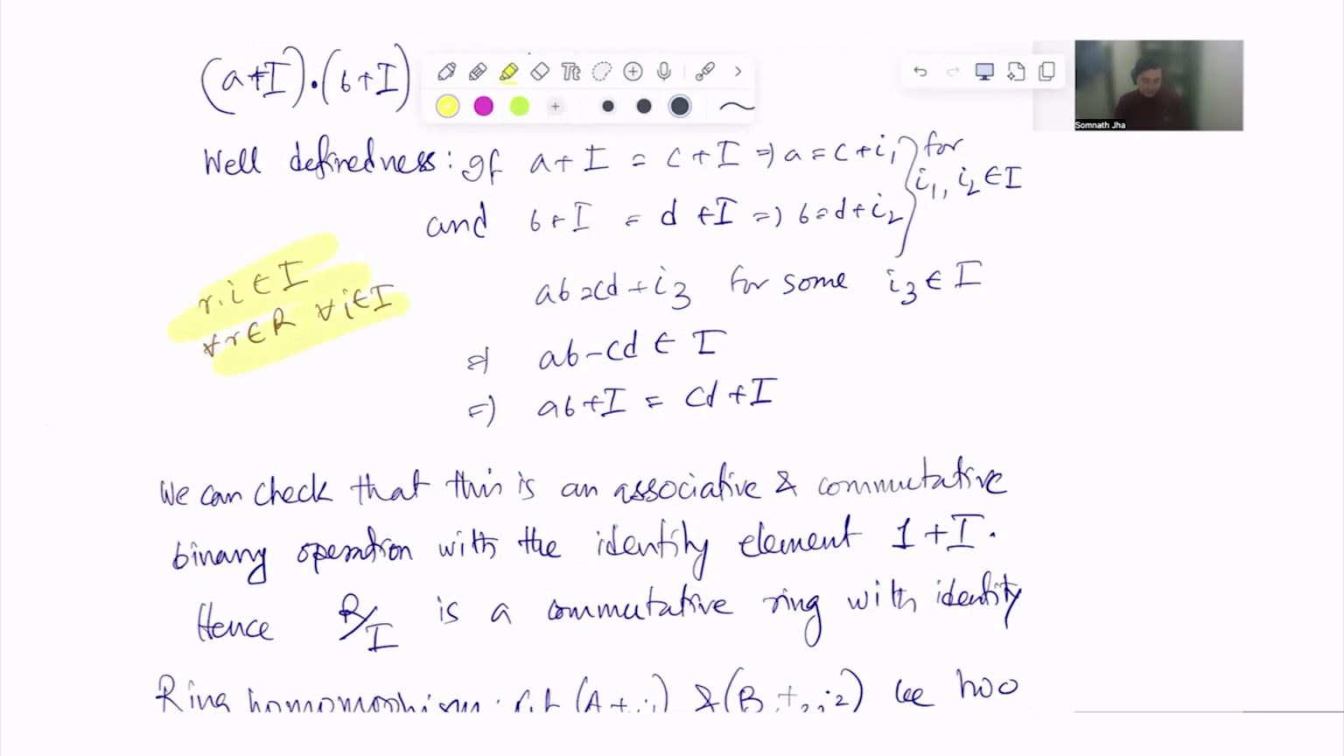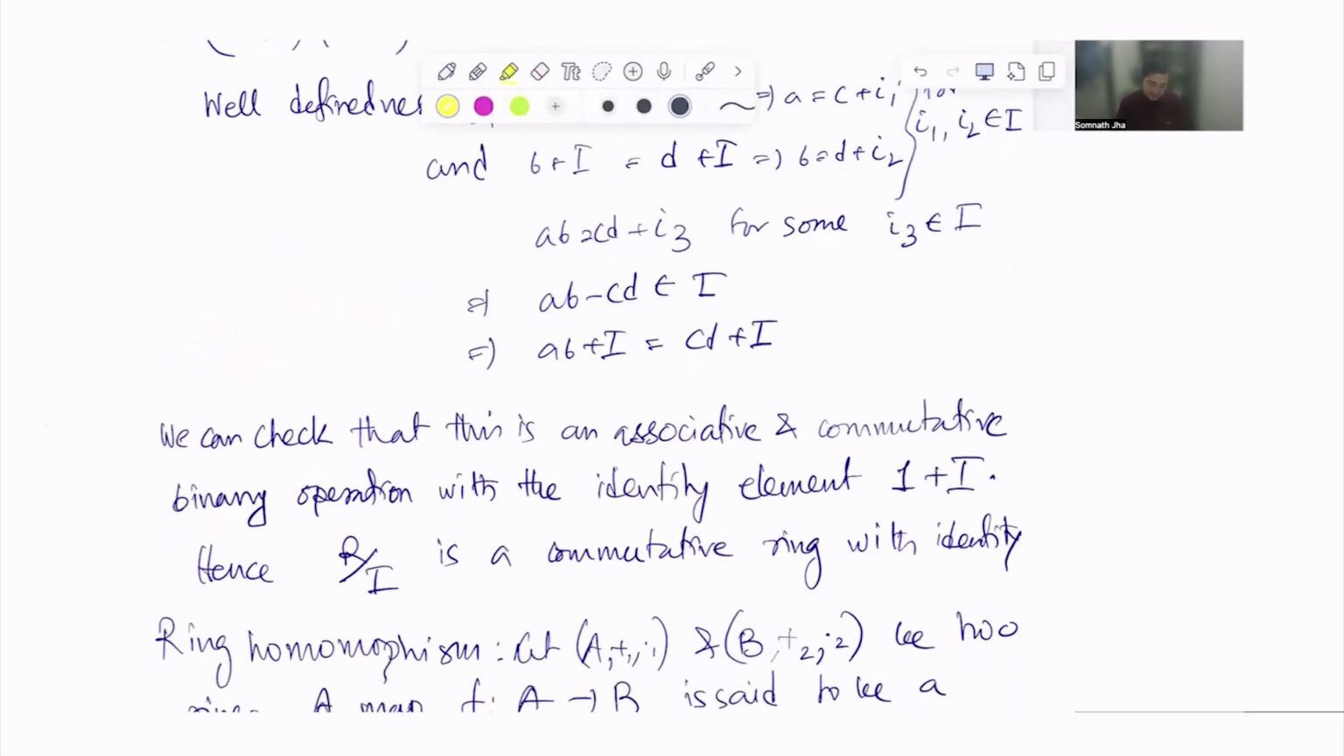So r times i will be in I for all r in R and i in I. This is needed for the definition of an ideal, so you can check it. So whenever you have an ideal, then we have this definition of quotient ring.